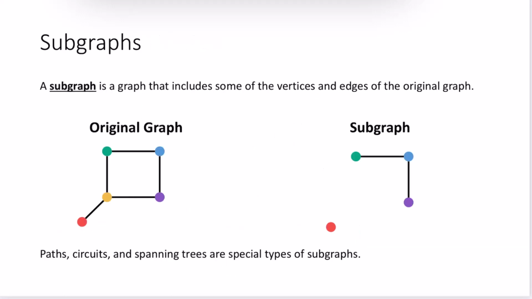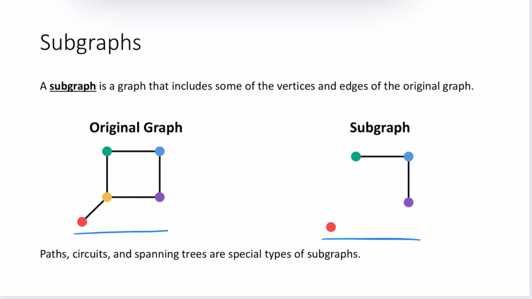The next vocabulary word we need to know is subgraphs. So a subgraph is a graph that includes some of the vertices and edges of the original graph. So say, for example, we had this original graph. The graph that I've drawn over here is a subgraph of this original graph because it has some of the same vertices and edges of the original graph.